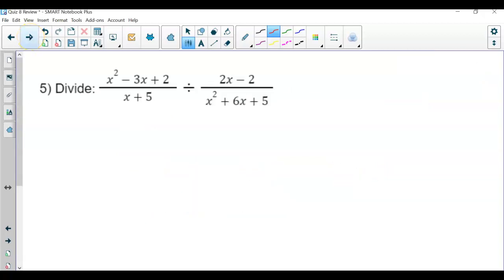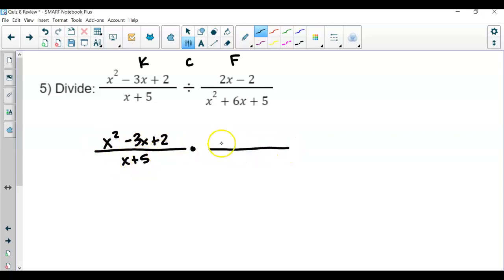So question number 5, we're now dividing. When dividing, we do need to keep, change, and flip. So keep the first, x squared minus 3x plus 2, but we need to flip the second fraction. So now x squared plus 6x plus 5 is in the numerator.